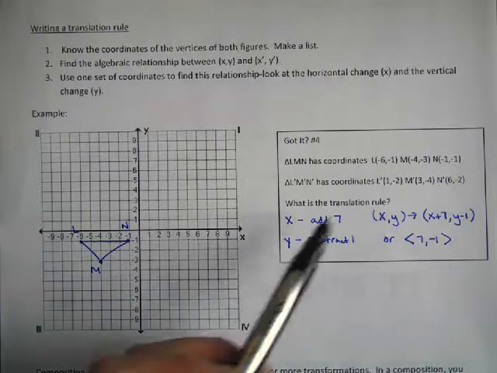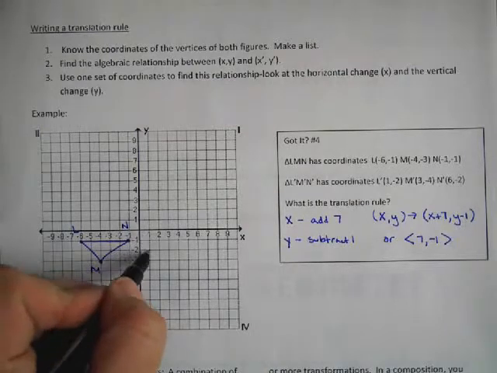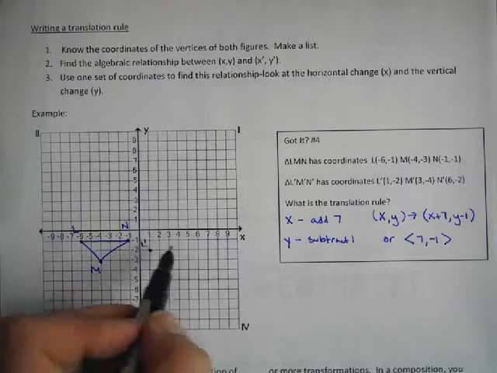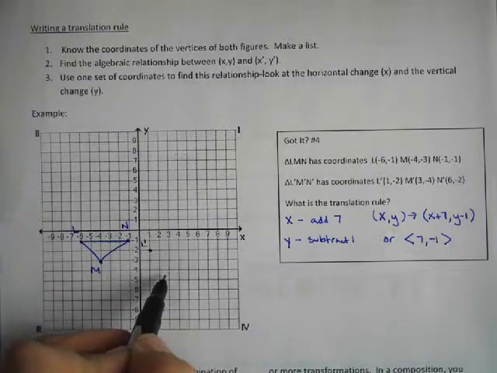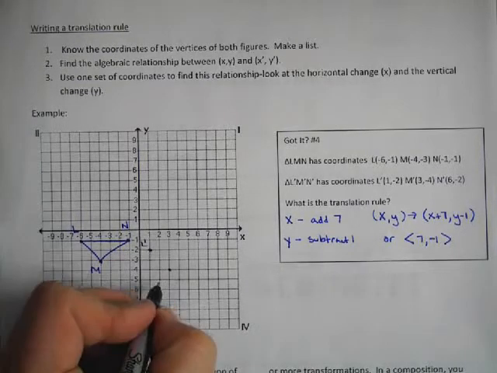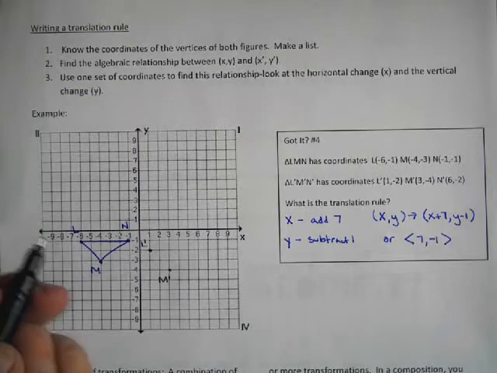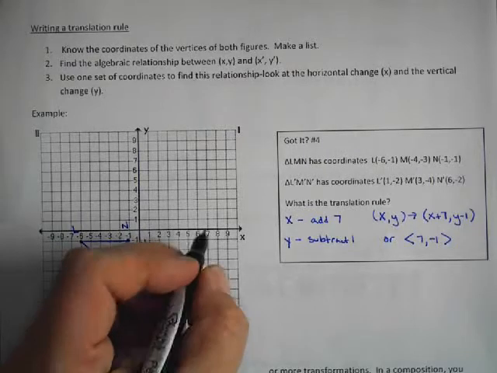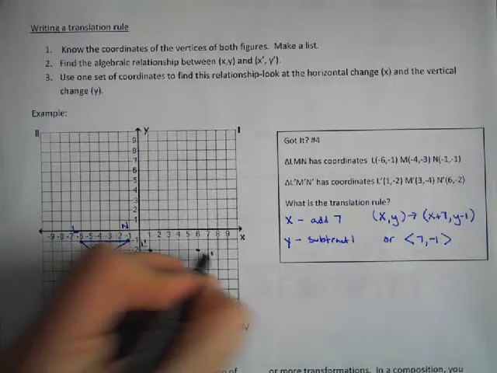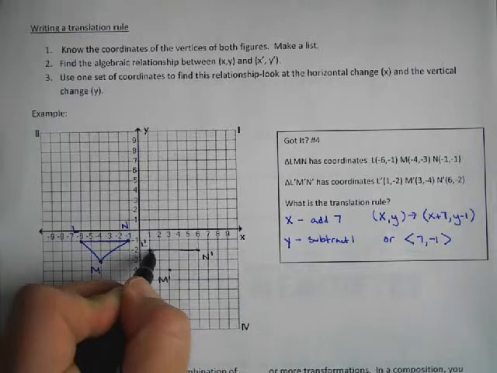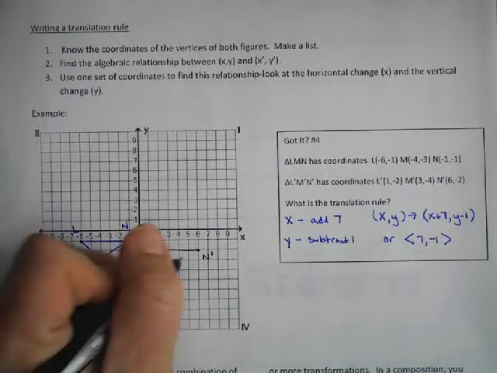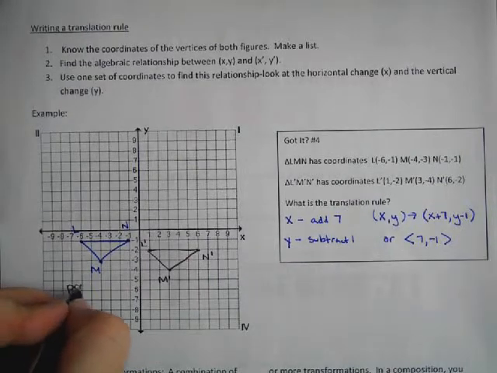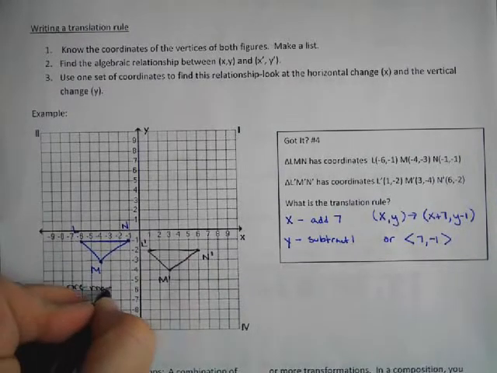And then our image is 1, -2, 3, -4, and 6, -2. Remember, when you do the image, you need to put the prime notation, that little apostrophe, so that you know which was your pre-image and which was your image. So this is the pre-image. This is the image.